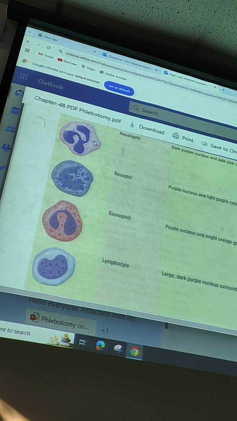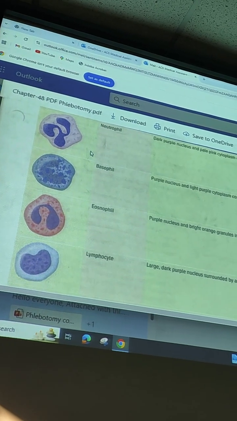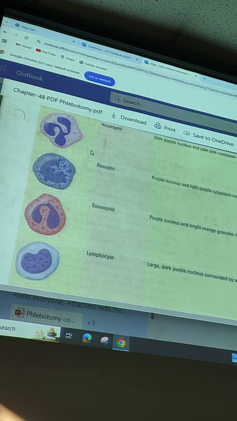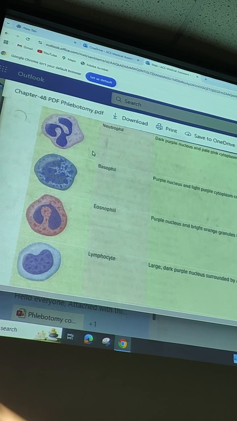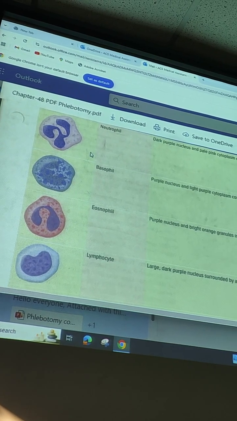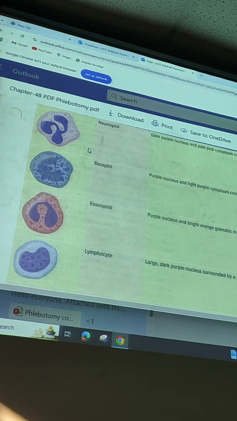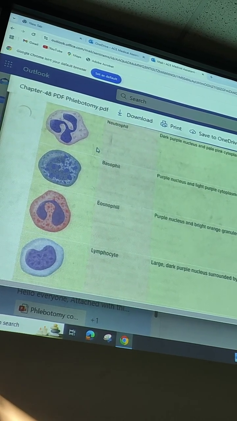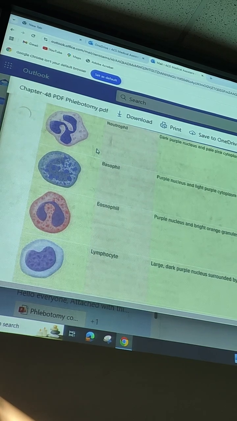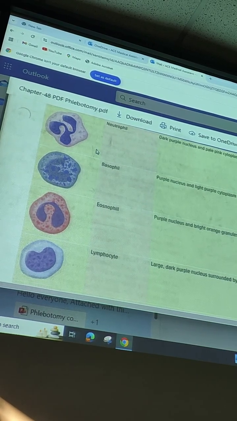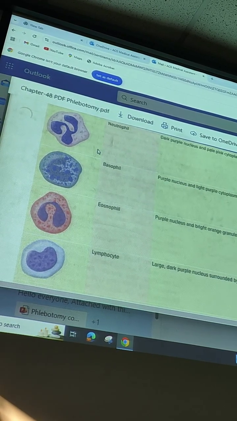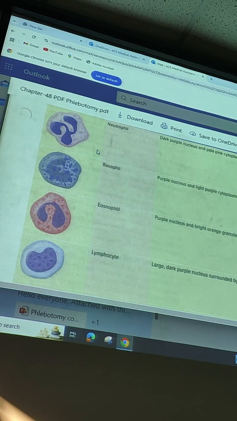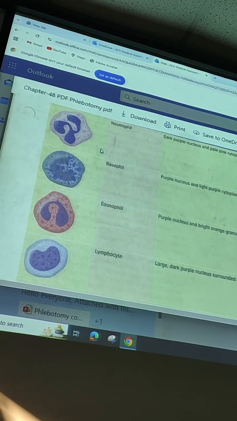The white blood cells, sometimes the doctor will say, take WBC with differentials. What does that mean? WBC? White blood count. With differentials. What does differentials mean? Different, because it wants to know how much of each.